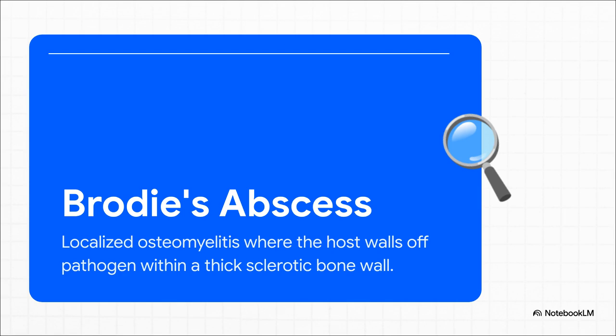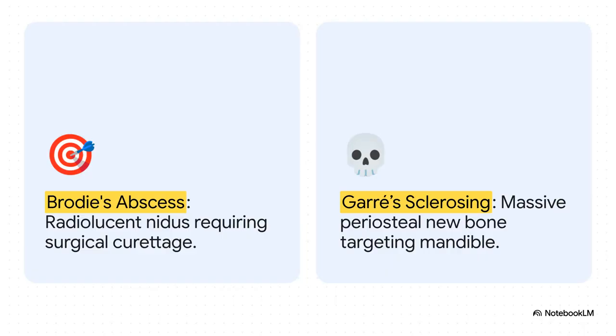Systemic antibiotics really struggle to break through that wall, so you almost always need to go in for surgical curettage. And this perfectly highlights the difference between a Brodie's abscess and another name you might hear on exams, Guérin's sclerosing osteomyelitis. Brodie's is that radiolucent nidus in the metaphyseal region that needs curettage. Guérin's, on the other hand, is marked by massive periosteal new bone that severely thickens the cortex, and it classically targets the mandible. Keep those two clearly separated in your mind.